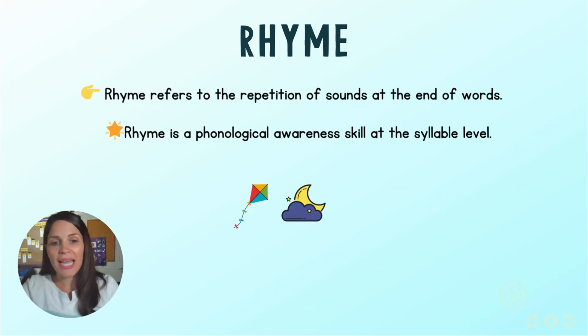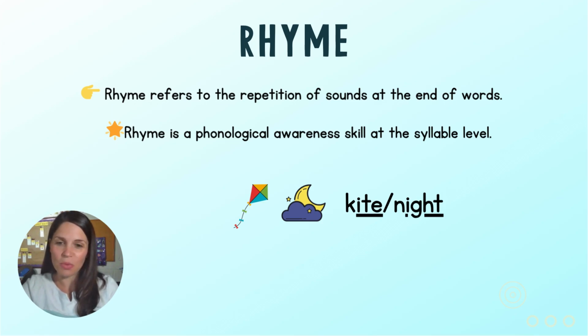We have the words kite and night. Okay, these words sound the same at the end. They share the same vowel sound and ending consonant sound. However, when you look at the way that they're spelled, you'll notice that they're not spelled using the same letters, right? But however, they still rhyme. So it's important to note that words don't have to be spelled the same in order to rhyme. Rhyme has to do with sound. Rhyming words are words that share the same sound from the vowel to the end of the word.